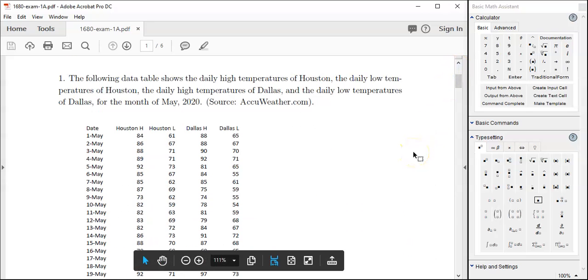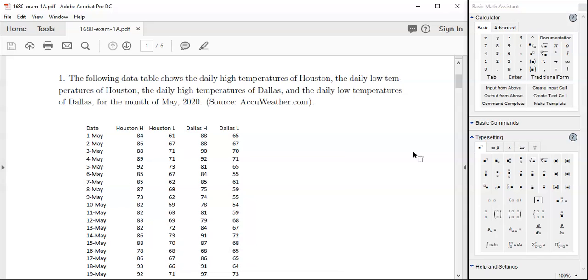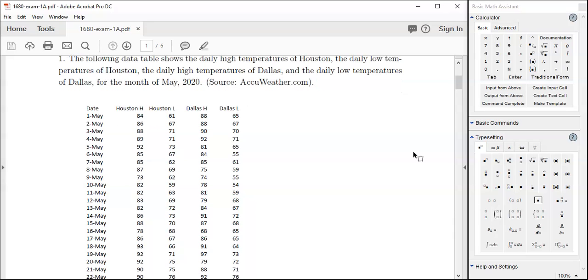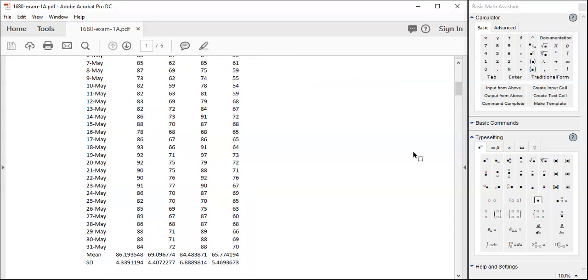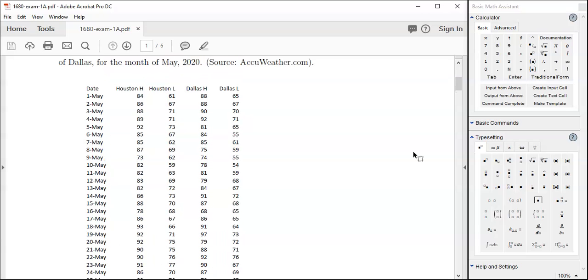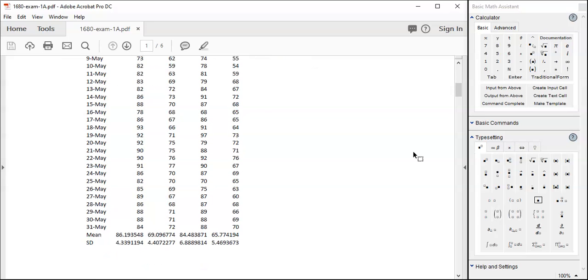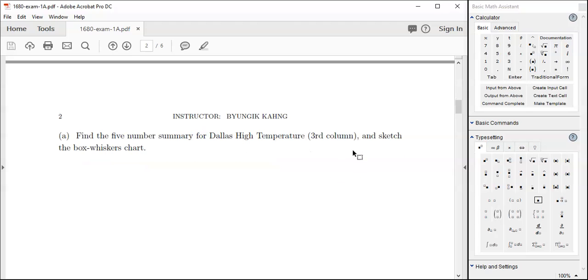The following data table shows the daily high temperatures of Houston, the daily low temperatures of Houston, the daily high temperatures of Dallas, and the daily low temperatures of Dallas for the month of May 2020. And we have all this data from 1st of May to 31st of May for Houston high, Houston low, Dallas high, and Dallas low. And each column has its own mean and standard deviations. Okay, and let's go to the next page.